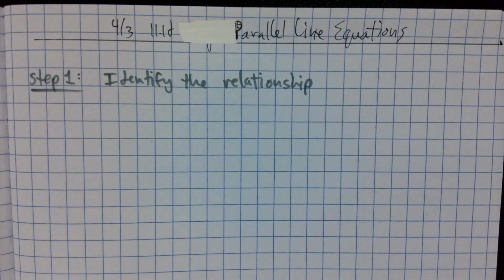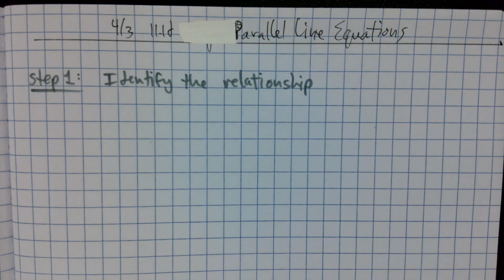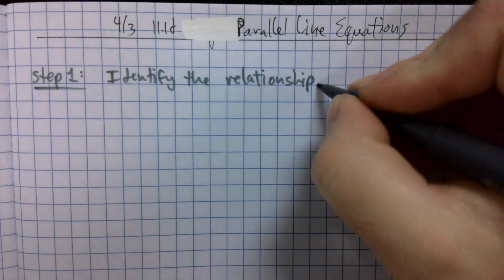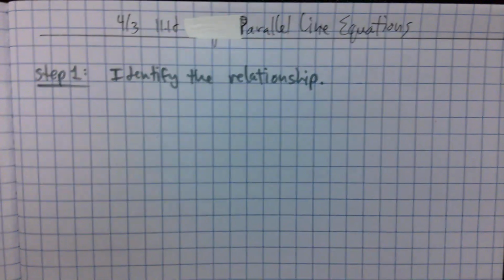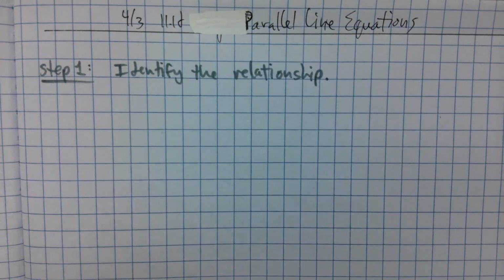We can do that by asking ourselves two questions. Are these interior or exterior angles? And are they on the same side or alternate sides of the transversal? Those are in our notes from yesterday. We're not going to rewrite all of that. We know that's what it means when we say identify the relationship.